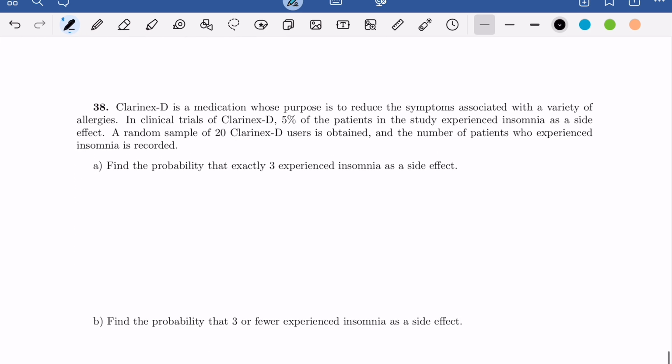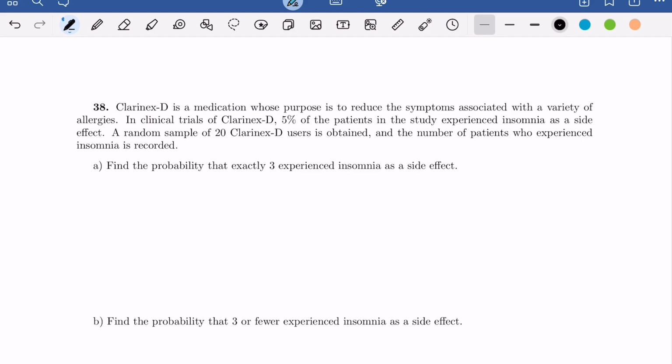All right, so from here, we just have one more problem. So for question 38, Clarinex D is a medication whose purpose is to reduce the symptoms associated with a variety of allergies. In clinical trials of Clarinex D, 5% of the patients in the study experienced insomnia as a side effect. So a random sample of 20 users is obtained, and the number of patients who experience insomnia is reported. So for part A, find the probability that exactly three experience insomnia as a side effect.